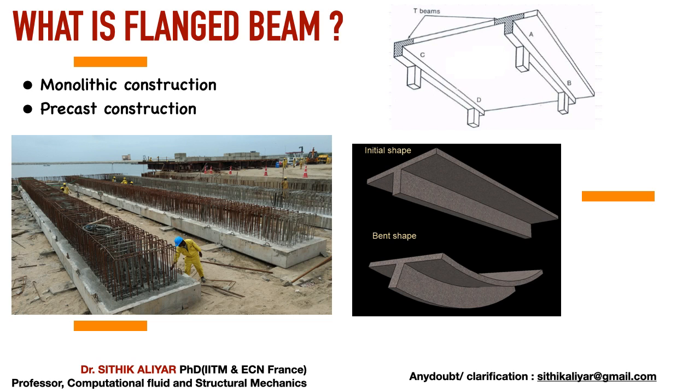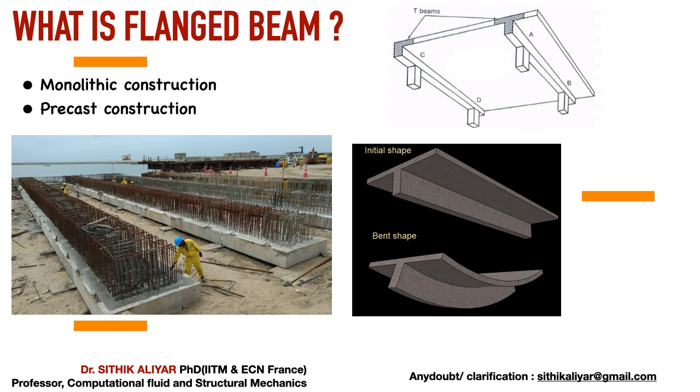So what a flanged beam is, if you see the figure on the top right: in every construction, every apartment building or commercial building, there will be a beam going through at the end of the building, or at the center, or at the edges. If you see the figure, this is called some portion of the slab. I have to describe it first.